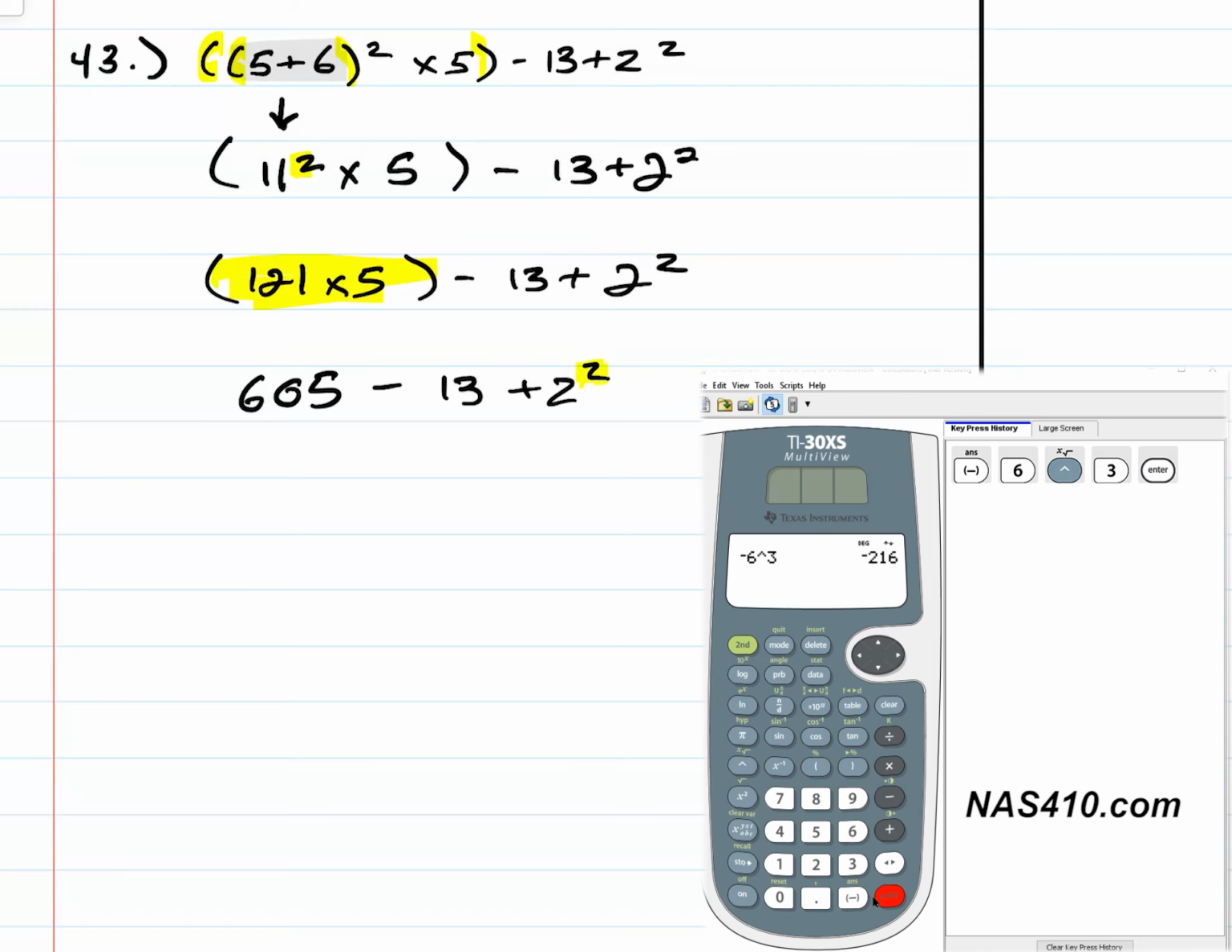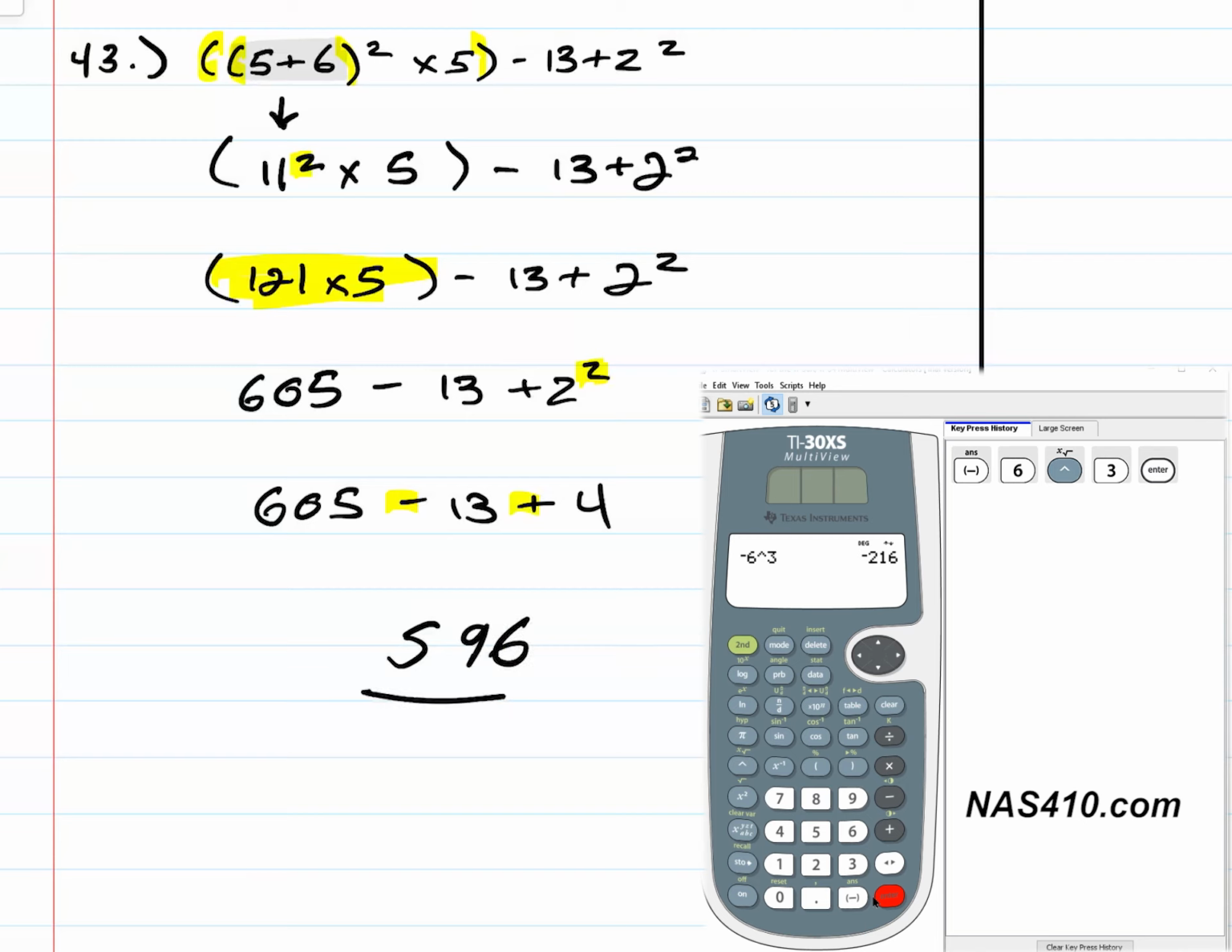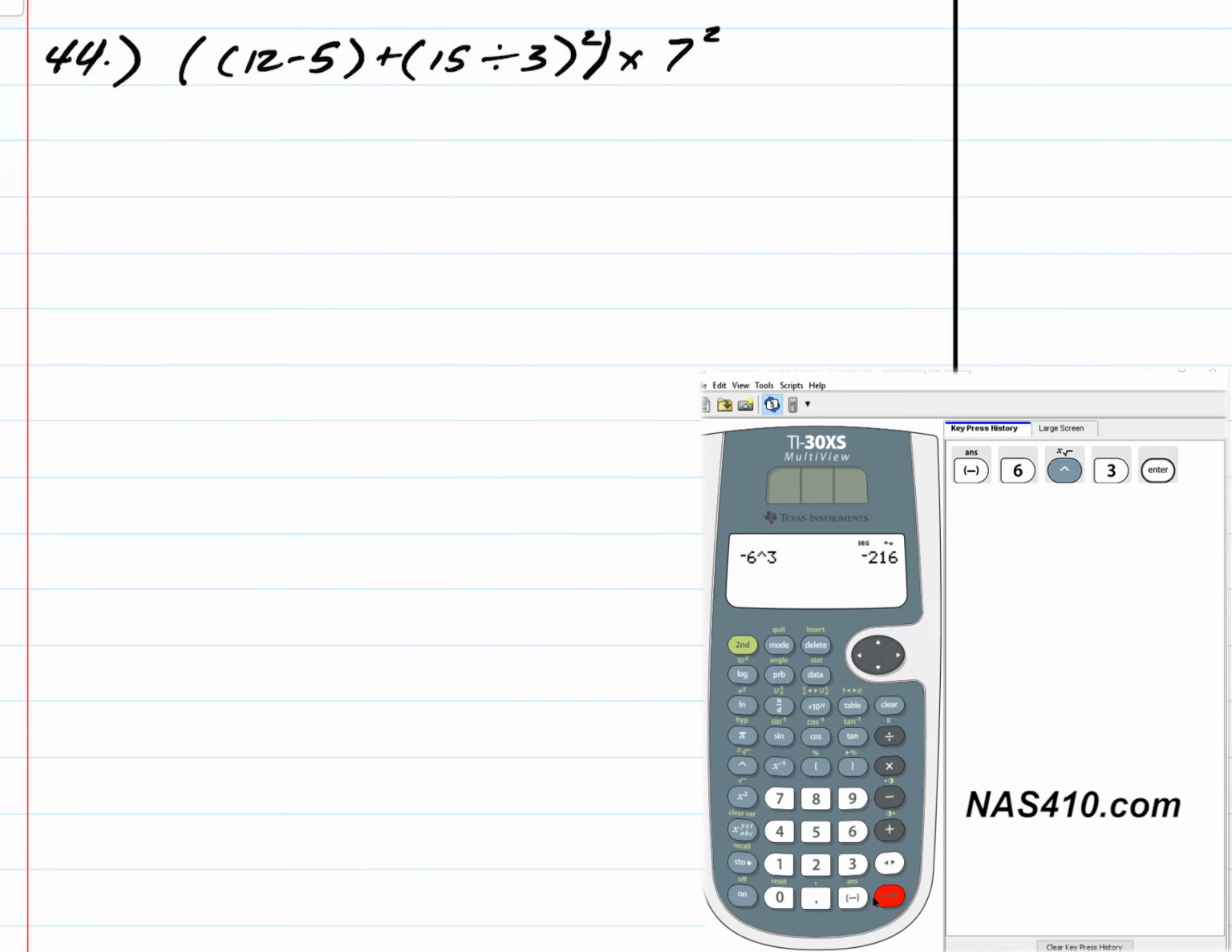Okay, next I'm done with the parentheses, so I follow down the order, exponents and radicals. I have an exponent here, so I'll do that next. So I have 605 minus 13 plus 2 squared is 4. Okay, and all I'm left with now, guys, is subtraction and addition. So I'm going to do that from left to right. And so I have 605, and I'm going to subtract 13 from that. I have 592, and then I'm going to add 4, and that gives me 596.